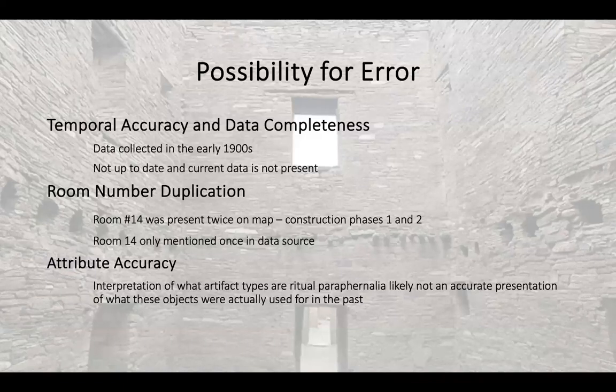There's also a duplication of the room number 14. This appears twice on my map, but only once in my data source, which again could skew my results. And lastly, there's a large possibility of a lack of attribute accuracy. My personal interpretations of what artifacts can be considered related to ritual is likely not how the original users would classify them. And it's also not how a lot of archaeologists classify them. There's a lot of difference of opinion within this topic. And so this is truly my own personal opinion when it comes to this.